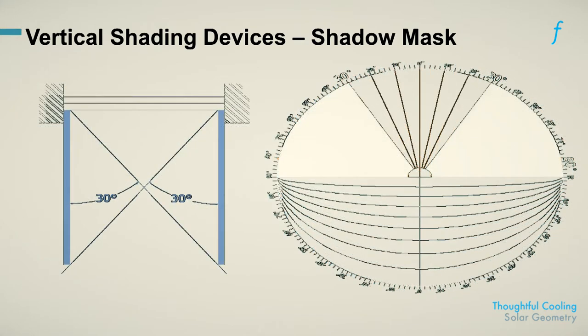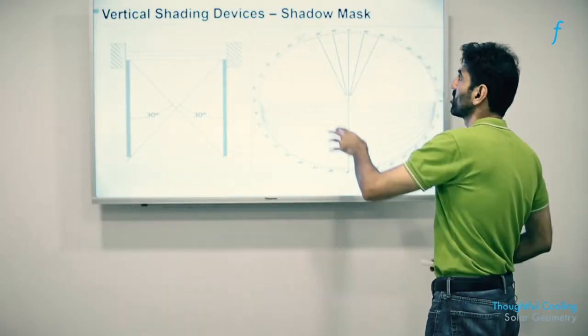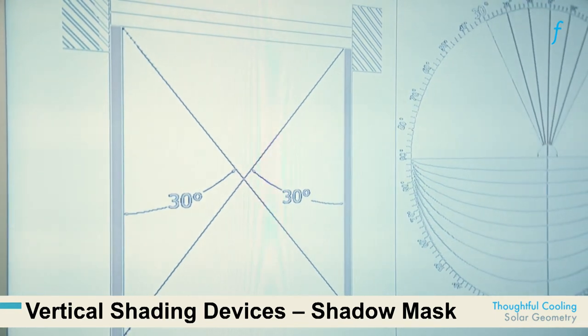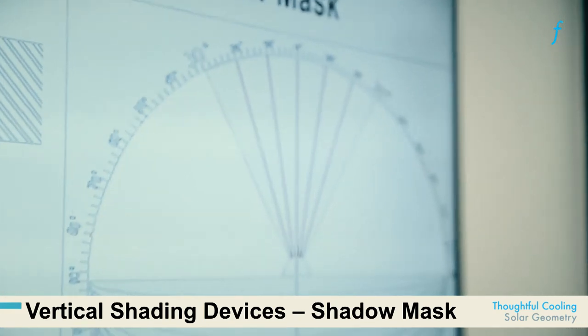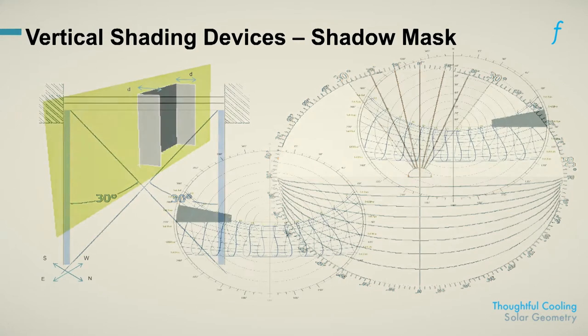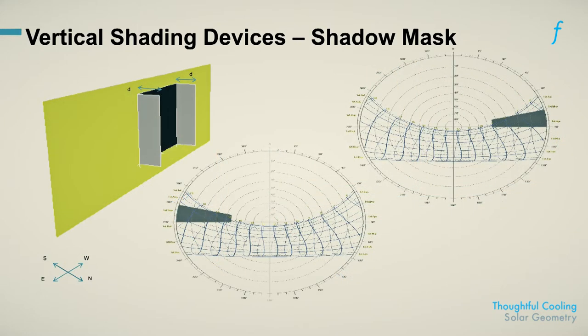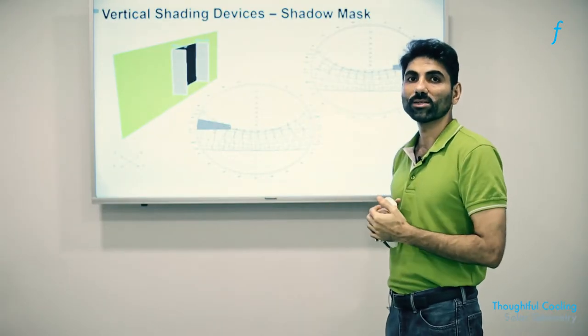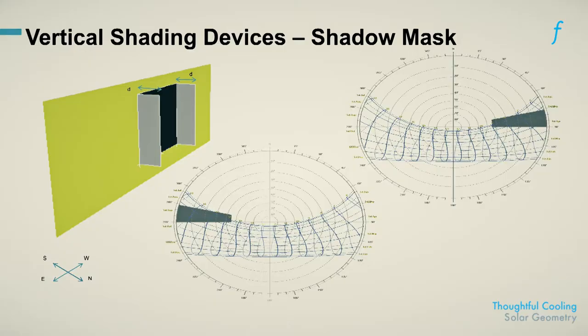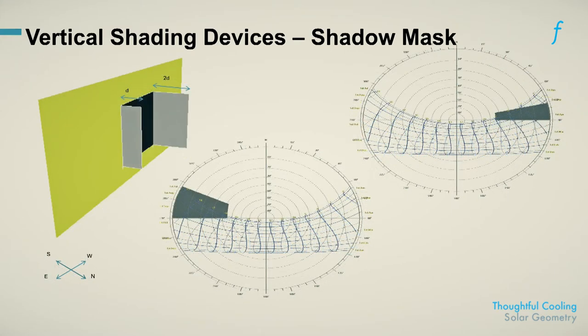Right, so this is what happens when I go to an extreme horizontal shading angle of 30 degrees, which means only 60 degrees of the sky are left for coverage. Otherwise, I'm completely protected from the sun's rays and solar radiation issues. Now, just like we saw that the depth of the horizontal overhang changes the amount of altitude coverage I'm getting, I can do the same thing by changing the depth of the fins. As I double the depth of the fin, I get more azimuth coverage, right?